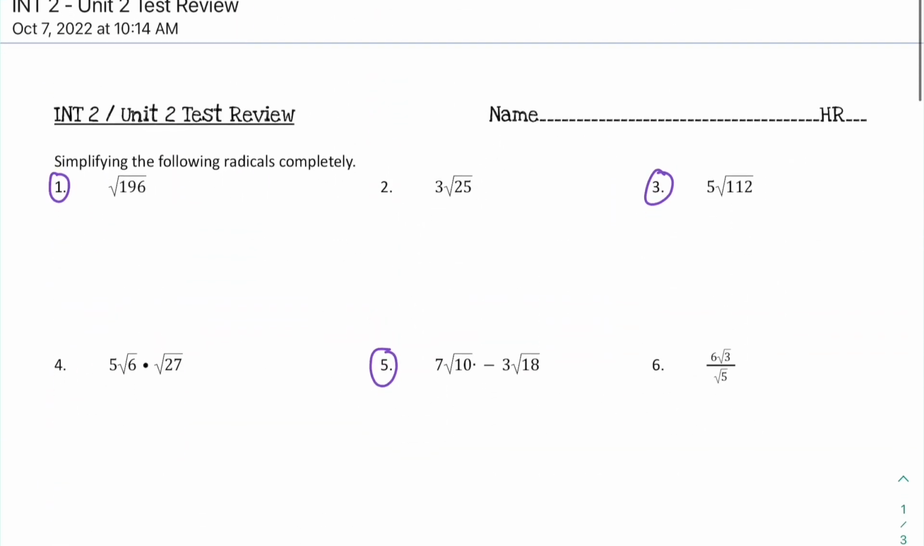Okay, so starting in this first section, this is the only section where I need to see work for simplifying radicals. The rest of this review, you can use your calculator to simplify radicals. It's gonna make your life a lot easier and gonna save you a lot of time. But again, in this first section, I do need to see it.